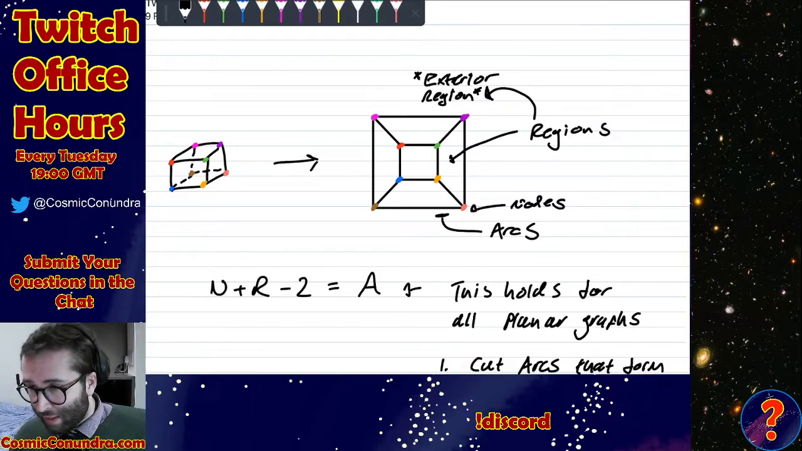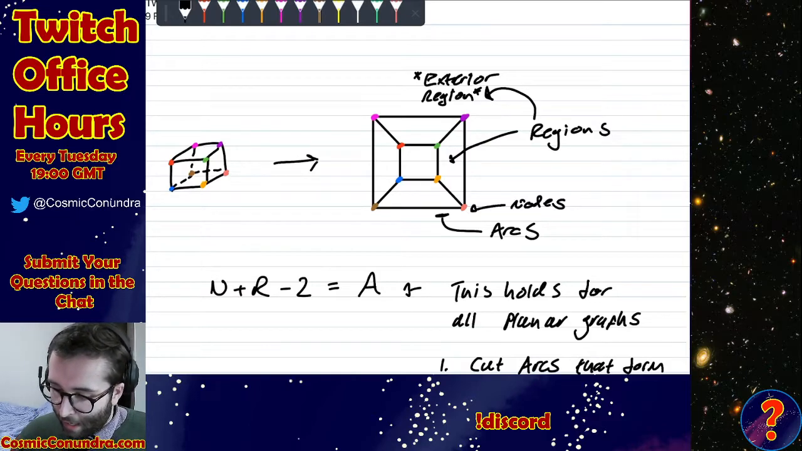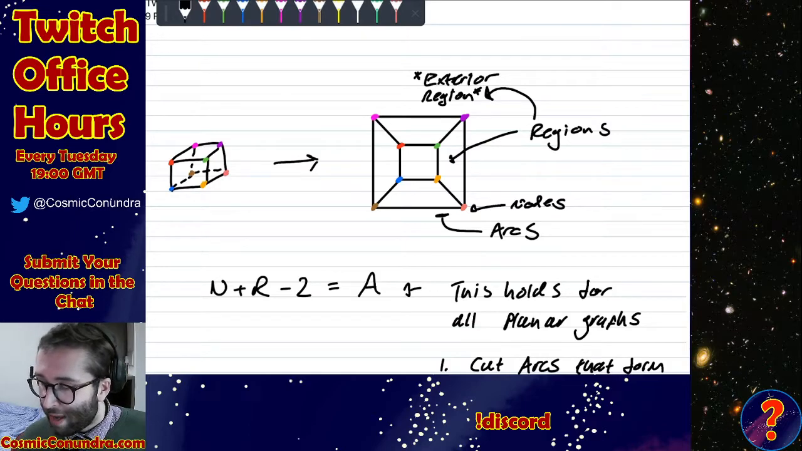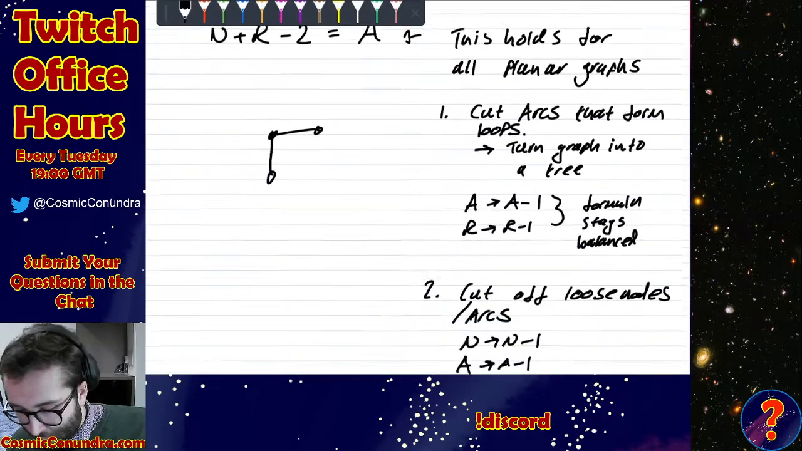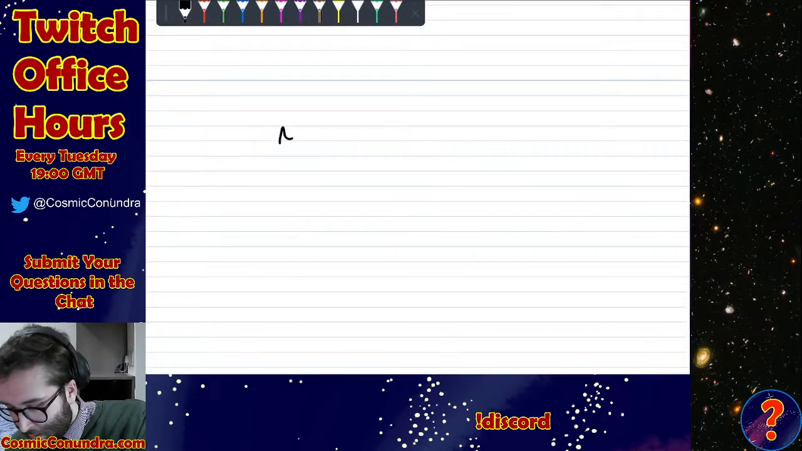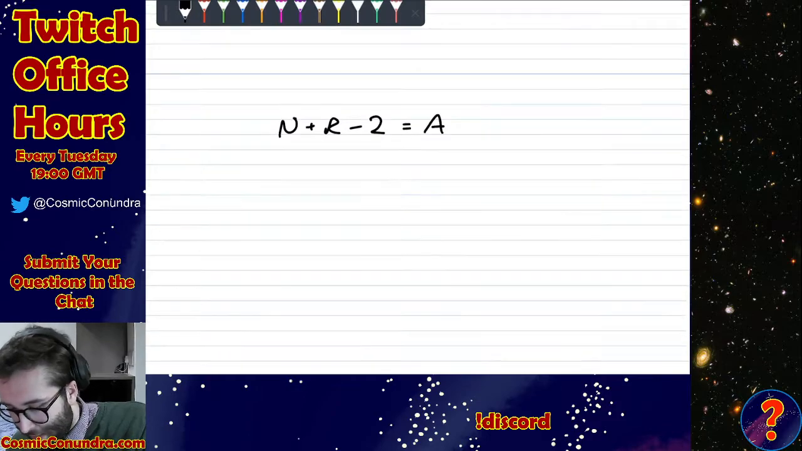And then the things that translate from the 3D shape onto the graph are the number of faces on the shape become the number of regions in the graph, the number of edges on the shape become the number of arcs on the graph, and the number of vertices the shape has become the number of nodes on the graph. So our formula like this now becomes something like this.